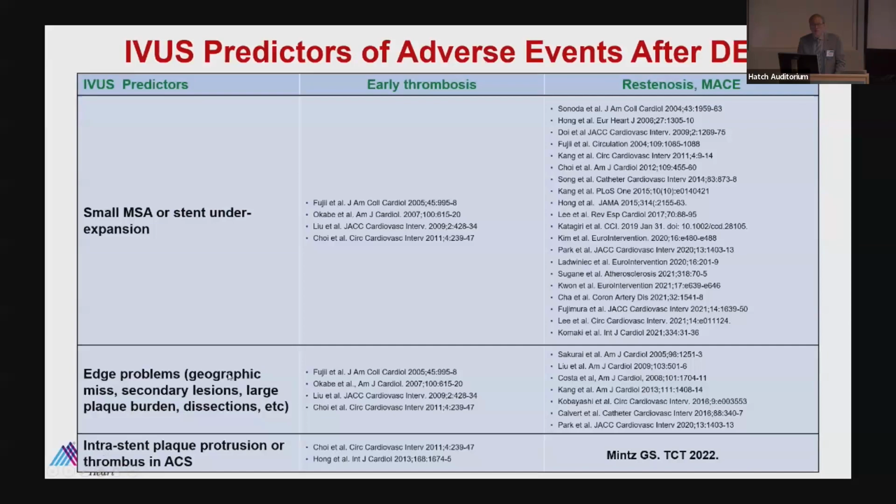Okay, so using intravascular ultrasound, the 3 biggest predictors of adverse outcomes after you put in a stent are if you've got a small stent lumen or if you've underexpanded the stent; if you've got edge problems, that is, if you've got a dissection that you couldn't see angiographically, or if you have a lesion at the edge of the stent that you haven't treated; or if you have intra-stent plaque protrusion, which is probably mostly thrombus.